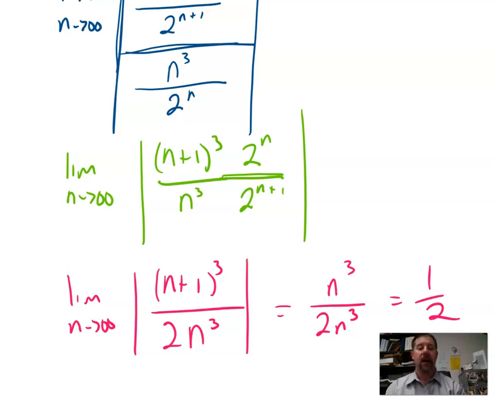All right? Because, again, I'm getting a value that is less than 1. If you get a limit that is less than 1, we know that this is going to converge absolutely.